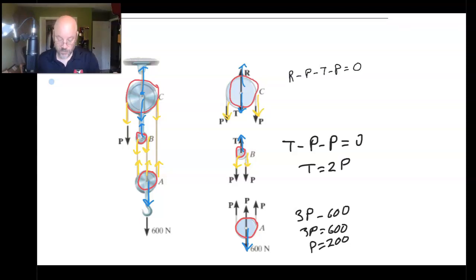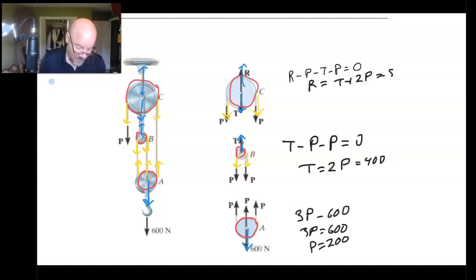So if P is 200, then that means the T is going to be 400. And it means that R here is actually T plus 2P, which is going to be 800, right? Oh, I was trying to undo and I did the wrong thing. Okay, so 2P is 400, T is 400, so it's 800. There we go. Okay.